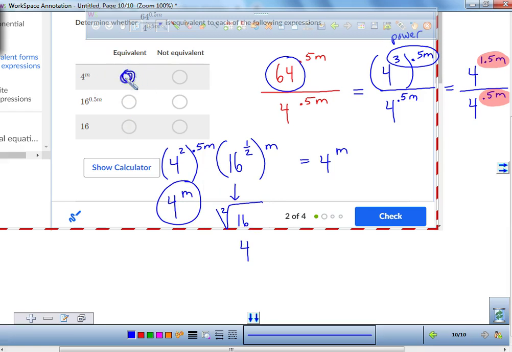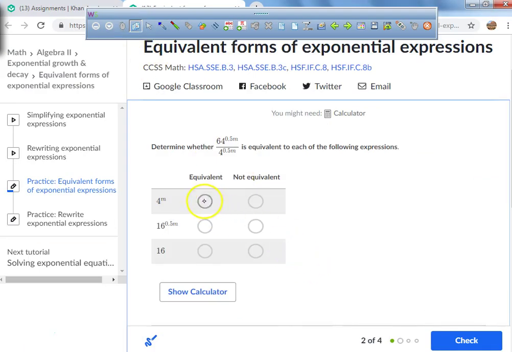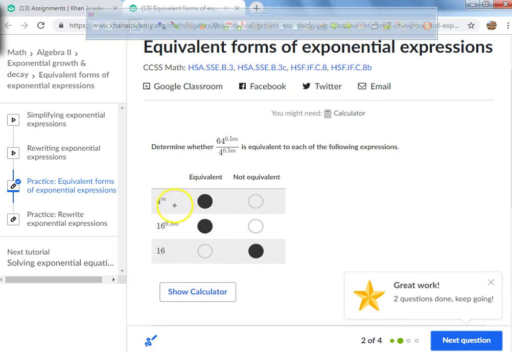So this works, but guess what else works? This is equivalent as well. The only thing that's not equivalent is the 16. So you've got to be careful. You've got to make sure: are these equivalent, are they not equivalent? Okay? So that's equivalent, that's equivalent, that's not equivalent. So this one was the easy one to find. This one was a little bit trickier.